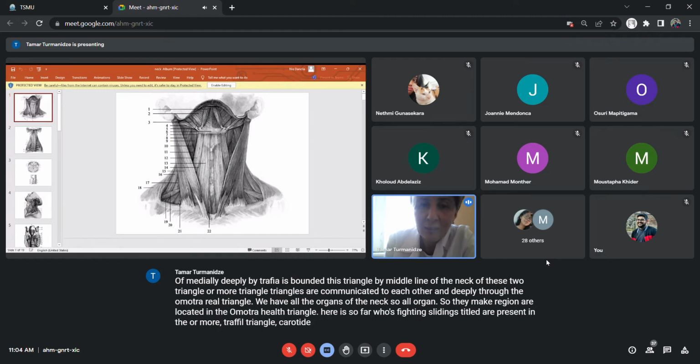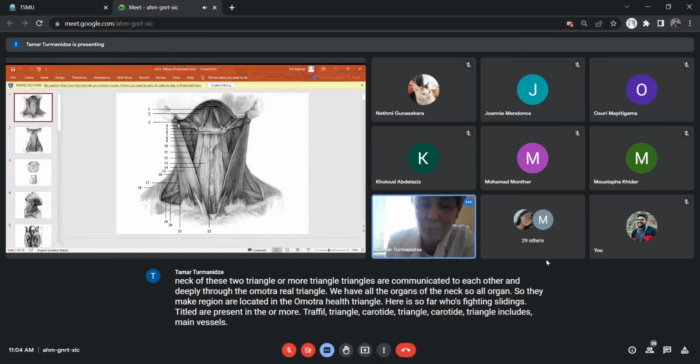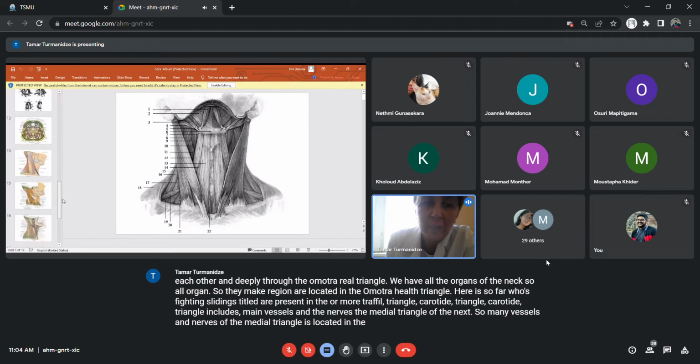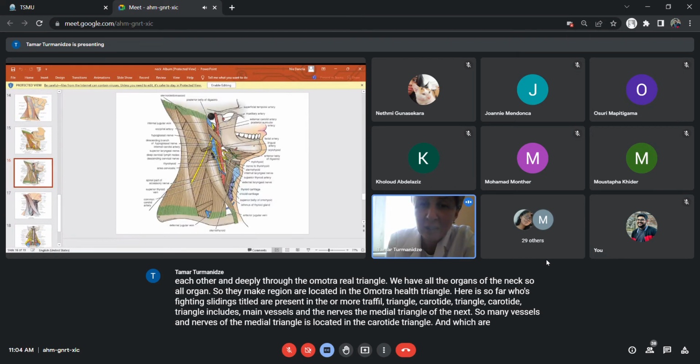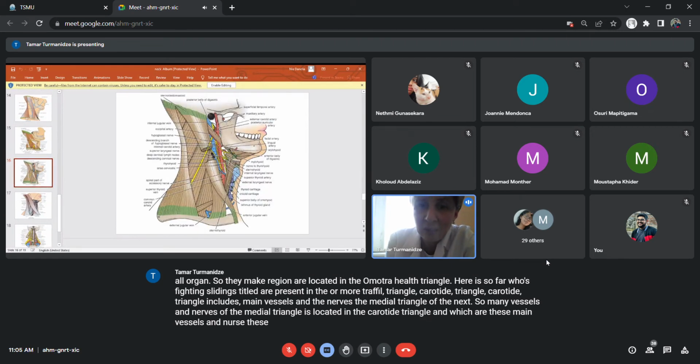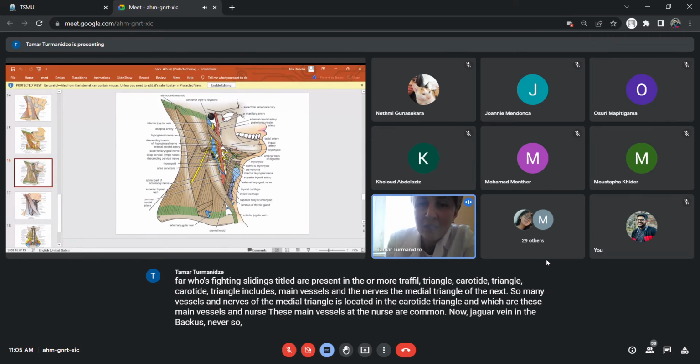Carotid triangle includes the main vessels and the nerves of the medial triangle of the neck. So the main vessels and nerves of the medial triangle are located in the carotid triangle. And which are these main vessels and nerves? These main vessels and nerves are the common carotid artery, internal jugular vein, and vagus nerve. So the main vessels and the nerves of the medial triangle are present in the carotid triangle.